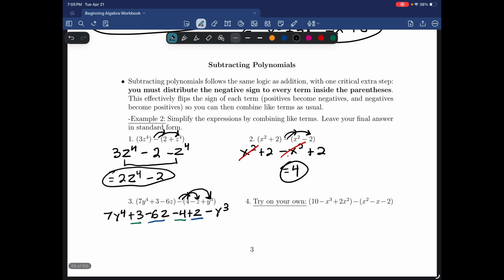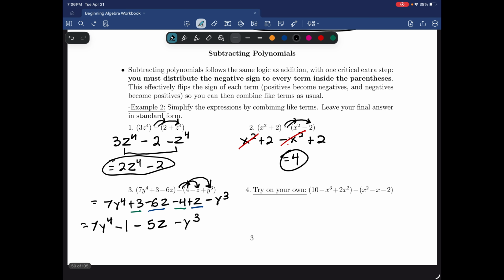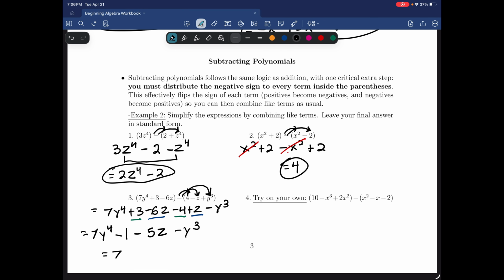So let's go ahead and write this out. So we have 7y to the 4th. Now 3 minus 4 is going to be negative 1. And then negative 6z plus z is going to get us a negative 5z. And then we have a negative y cubed here. And now our last step is to leave our answer in standard form. So I'm going to have 7y to the 4th minus y cubed minus 5z minus 1. And that's it.